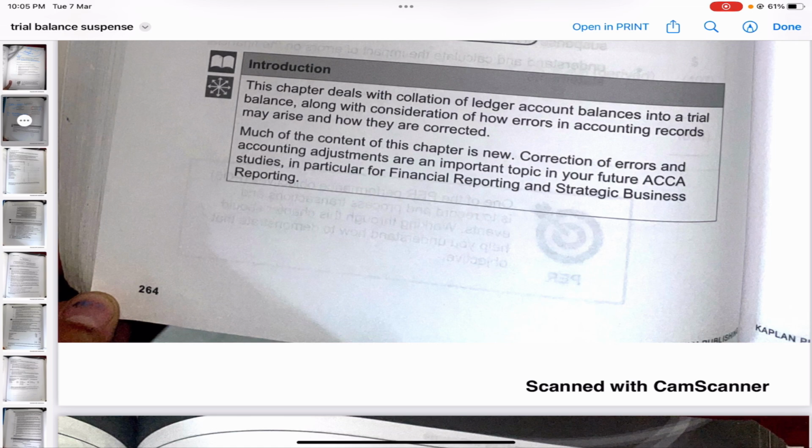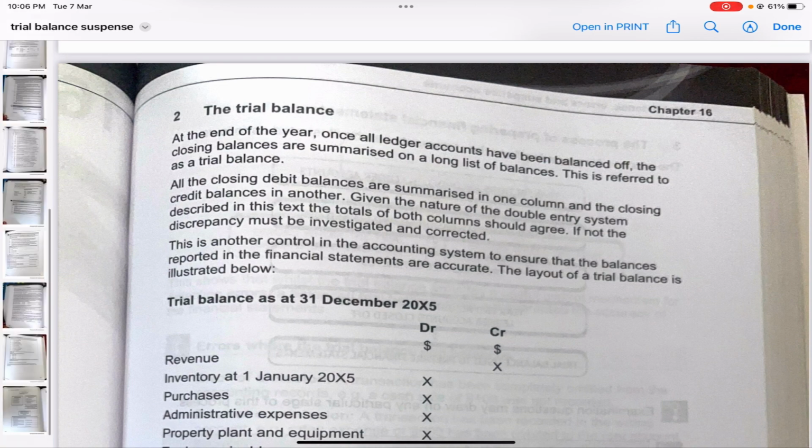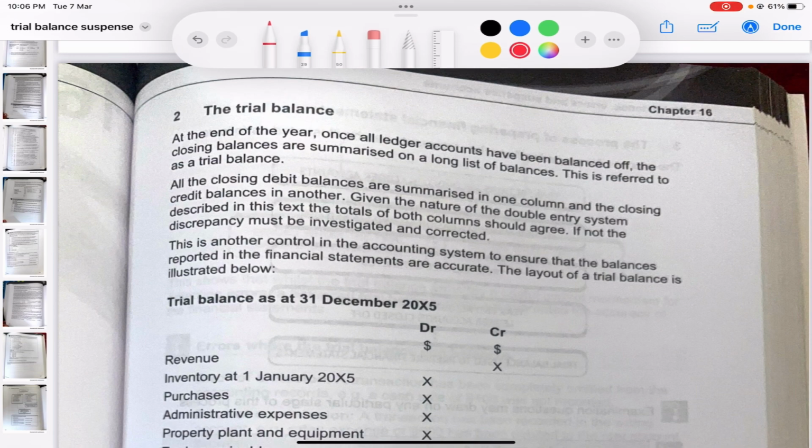This chapter deals with collation of ledger account balances into a trial balance, along with consideration of how errors in accounting records may arise and how we correct these sorts of errors. So what is a trial balance? I just discussed that, but we'll still read it.